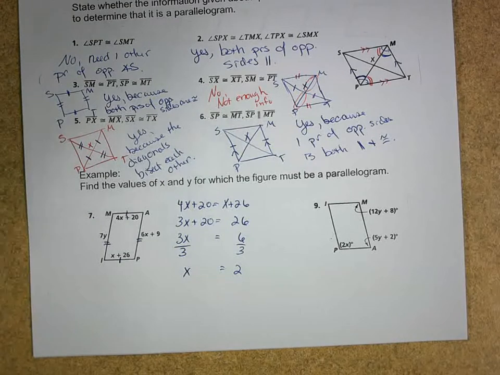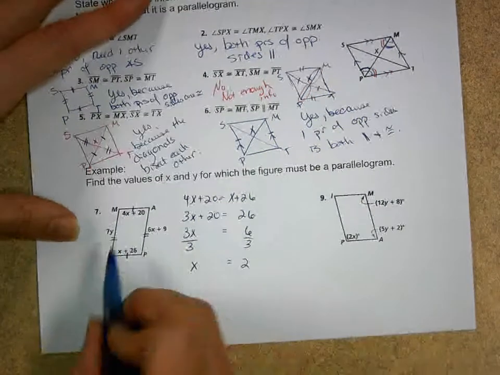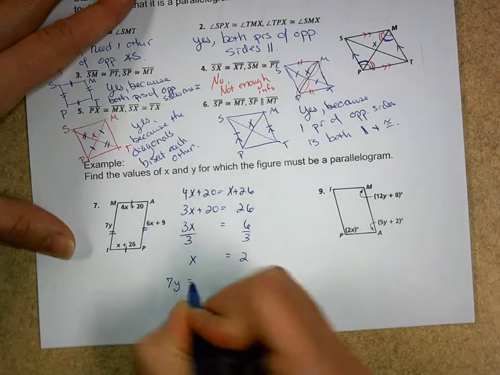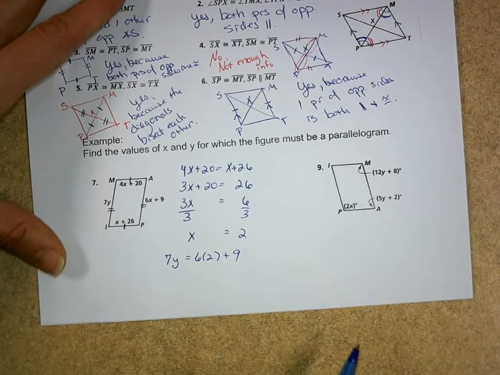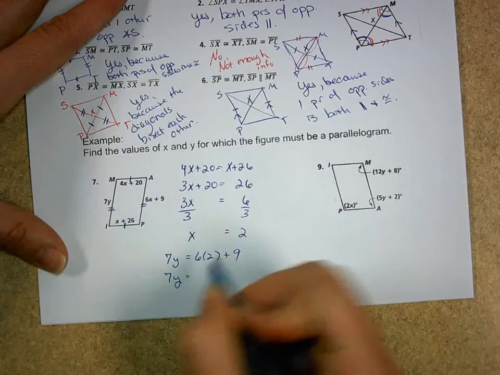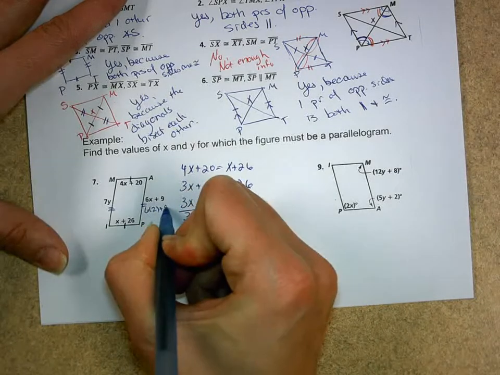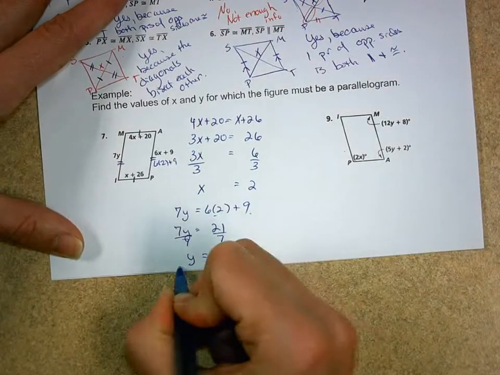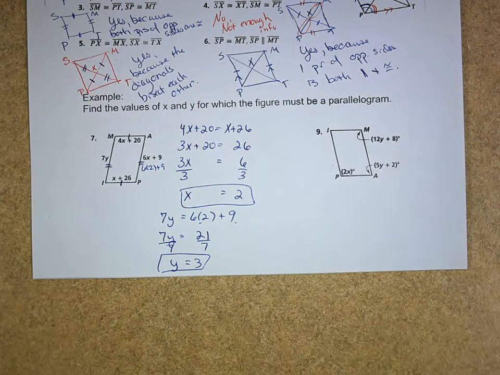Now, when you do that, the cool thing is now I can go ahead and solve for y because I can do a plug and chug equation. I know those two are equal. So I'm going to go 7y is equal to 6 times 2 plus 9. So when I do that, I get 7y is equal to 12 plus 9, which is 21, because remember all I did was plug it in here to get this length, okay? Divide by 7, y is equal to 3. So x equals 2 and y equals 3. Now I know I have enough information to make it a parallelogram.